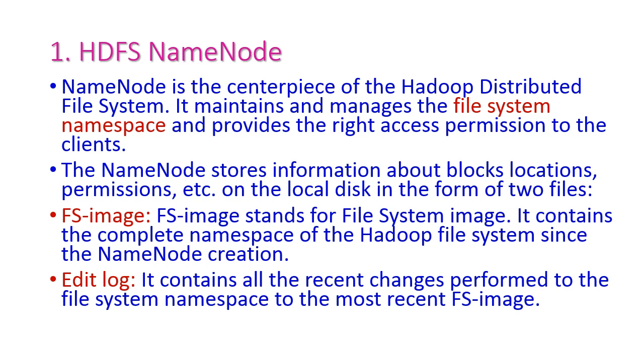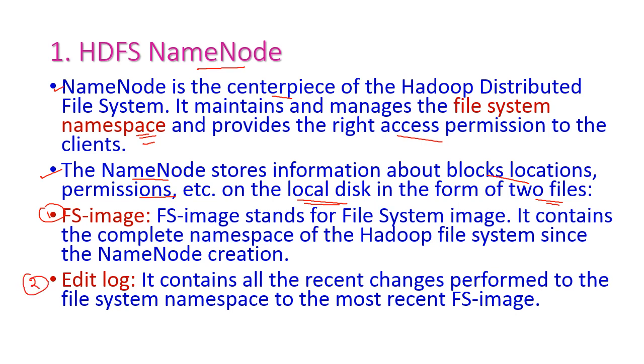The first and most important node is the name node, which is otherwise called the primary node. The name node is the center point of HDFS and it maintains and manages the file system namespaces and provides write access permissions to the clients. The name node stores the information about block locations, permissions, etc. on local disk in the form of two files. The first file is the file system image and the second one is the edit log file.